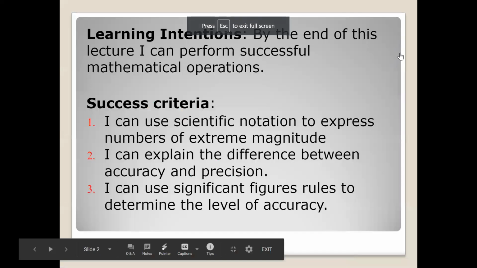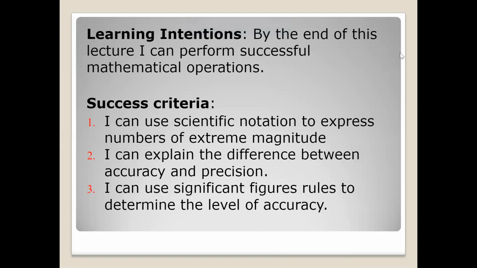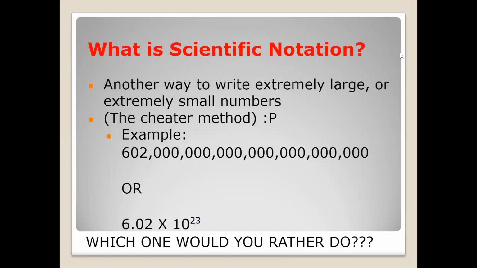So really quickly, I want to just briefly talk about our learning intentions and our success criteria. By the end of this, you should know how to perform successful mathematical operations. You should be able to use scientific notation to express numbers of extreme magnitude. You should be able to explain the difference between accuracy and precision, and use significant figures rules to determine levels of accuracy.